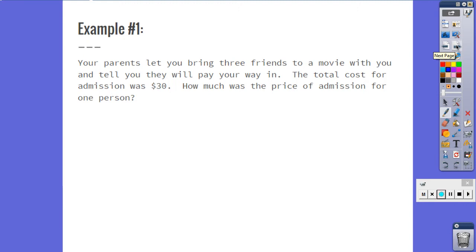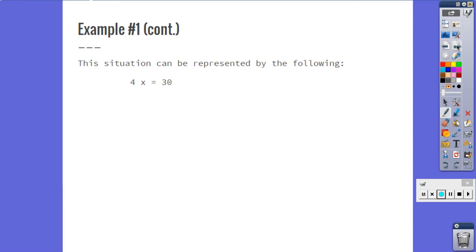So let's look at a couple examples. Example 1, your parents let you bring 3 friends to a movie with you and tell you they will pay your way in. The total cost for admission was $30. How much was the price of admission for one person? So this situation can be represented by the following. There's 4 of you going, you and 3 friends make 4 people, times how much each ticket costs, and that's going to equal the total cost, which was $30.